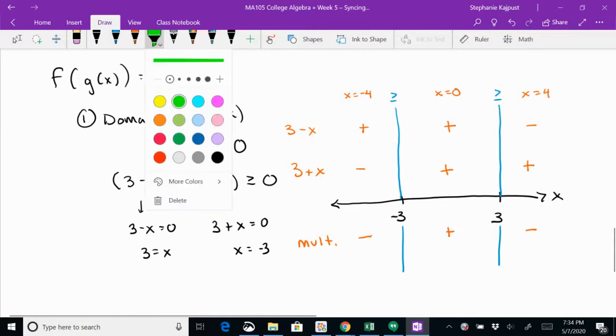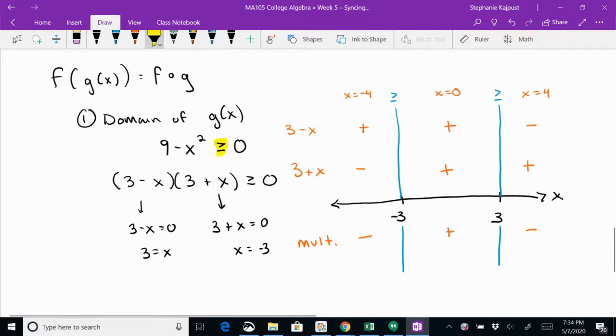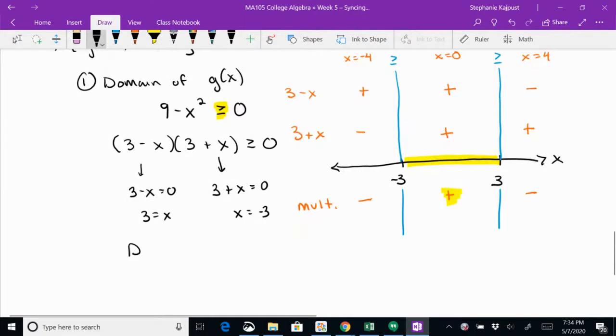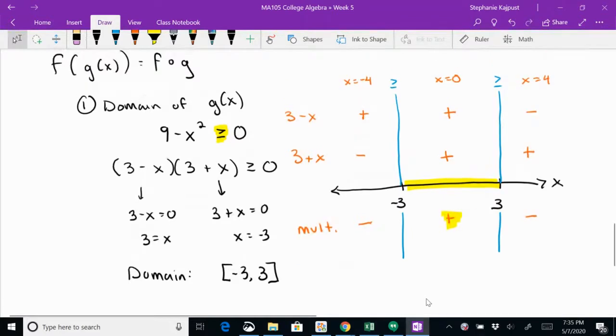So then I go back, and I want greater than or equal to 0, which is the positive. So I want this part of the number line because that's where I have positive signs. So this is all to get me my domain. So my domain is -3 to 3. And we can include the endpoints because it's an equal to 0 part, because it's greater than or equal to. So we did all that. We found our domain. So that's the domain of g of x.